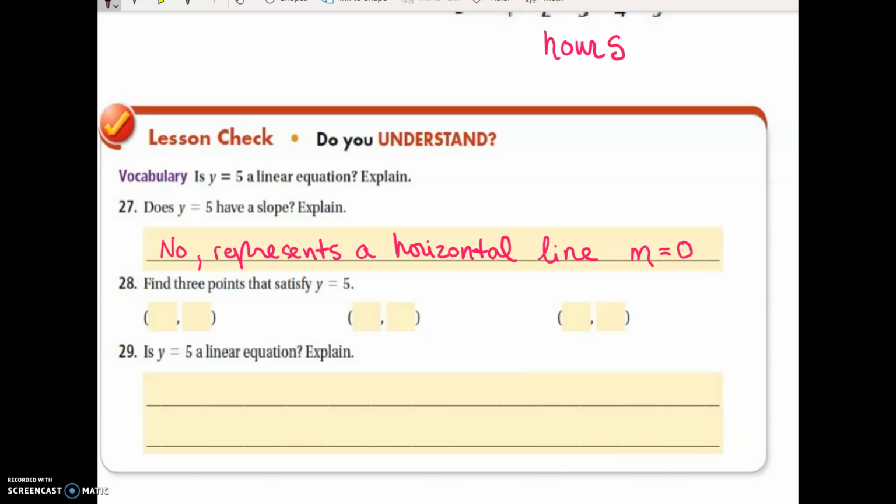Find 3 points that satisfy this line. So they all have to lie on a horizontal line at 5. So we could use (0, 5). We could use (1, 5). We could use (2, 5), and just continue that pattern. As long as the y value stays the same, it's going to make that horizontal line. So is y equals 5 a linear equation? And the answer is yes. It is a straight horizontal line through 5.